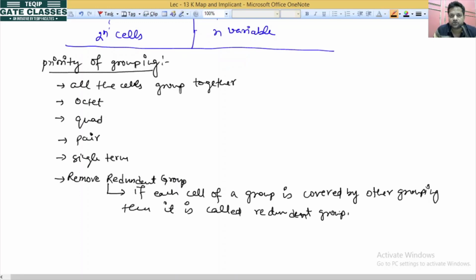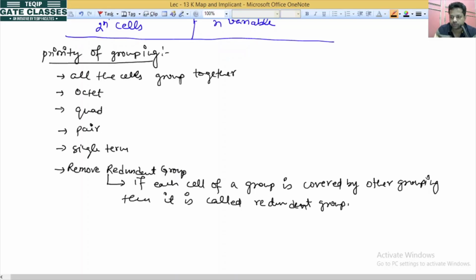So first of all, you have to perform the maximum possible grouping. Go for the group that can form the maximum cell grouping. After that, you will reduce if nothing else is possible. So how do we group? I have already told you, you have to group only adjacent cells. And one more thing, cross grouping is not allowed.